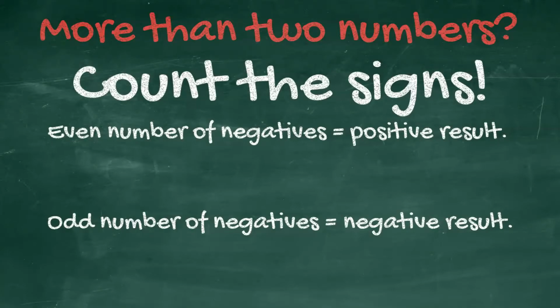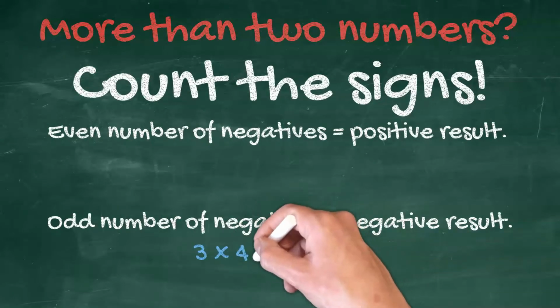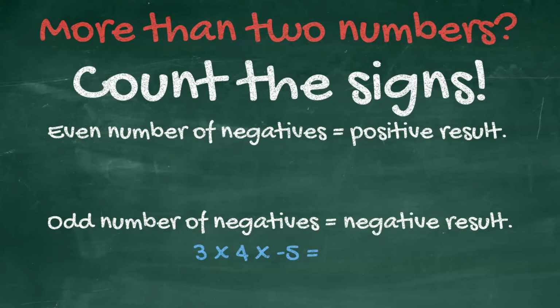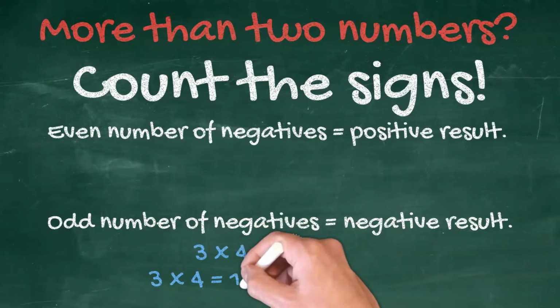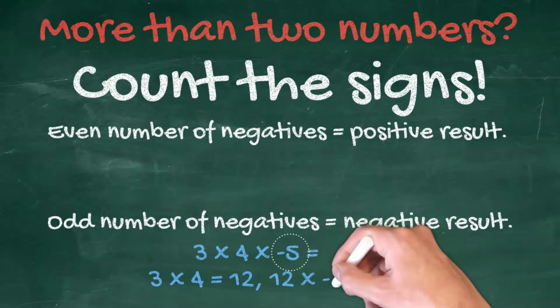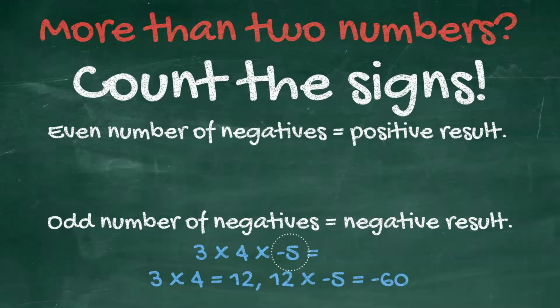For example, in the problem 3 times 4 times negative 5, there is only one negative number. If you multiply 3 times 4, you get 12, and then 12 times negative 5 is negative 60. The result is a negative number, negative 60.